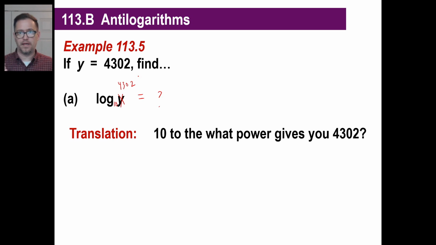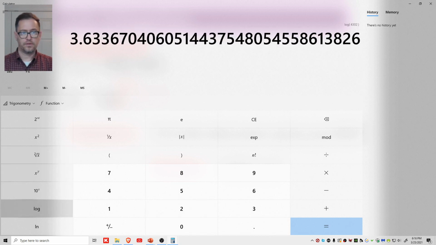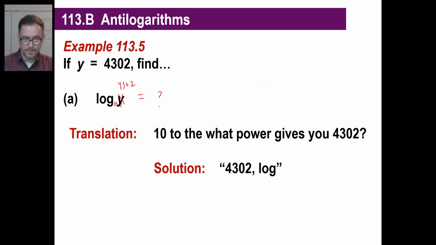Well, 10 to the first power is 10, 100, 1,000, and then 10,000, right? So the answer is going to be somewhere between 3 and 4. So here's what you push in your calculator: 4302, and then log. The answer is 3.63. What this means is 10 to the 3.63 power gives you 4,302. 10 to the fourth power would be 10,000, too much. 10 to the third power would be 1,000, too little. So other than using a calculator, there's no way that the average person can figure this out. Okay, let's try another one.